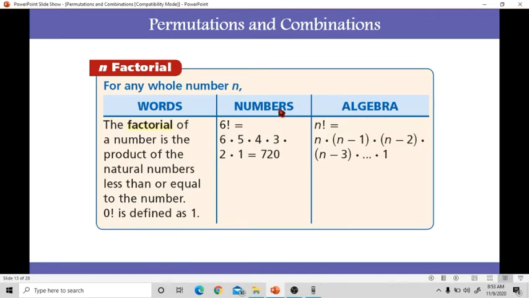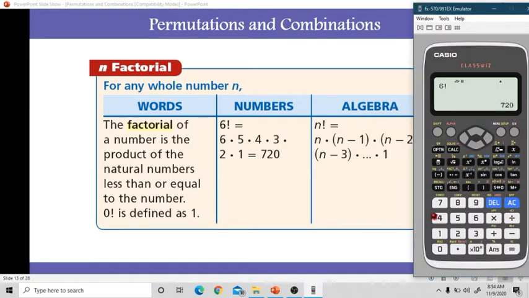Kaya meron tayong example dito. 6 factorial is equal to 6 times 5 times 4 times 3 times 2 times 1. Okay, 4 factorial is equal to 4 times 3 times 2 times 1. 3 factorial is equal to 3 times 2 times 1. Okay, dito sa 6 factorial, it is equal to 720.